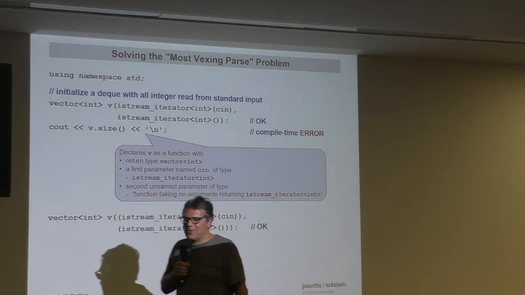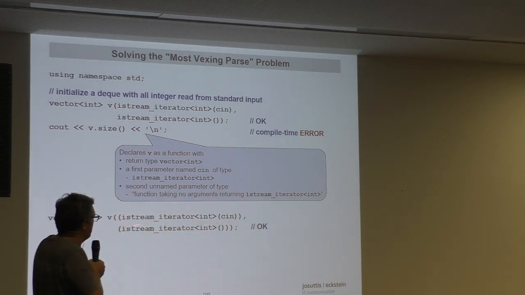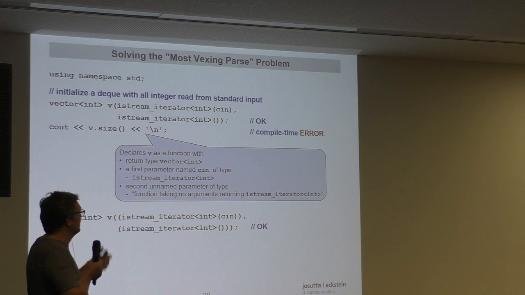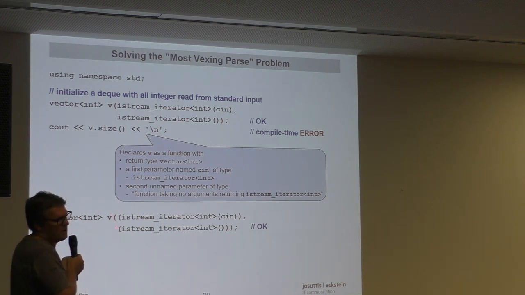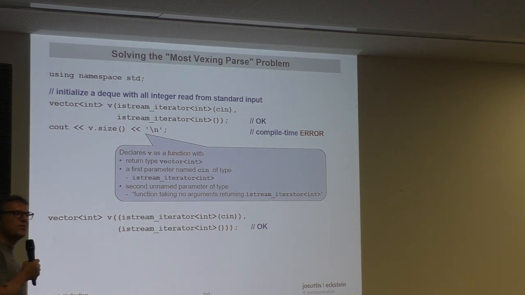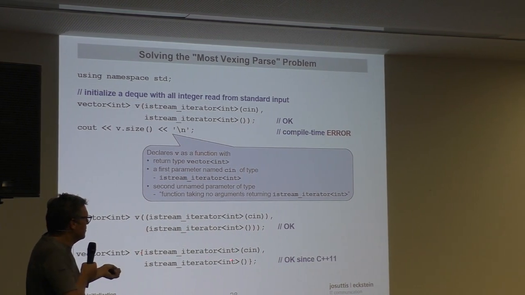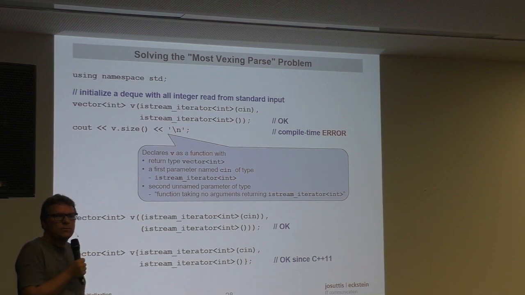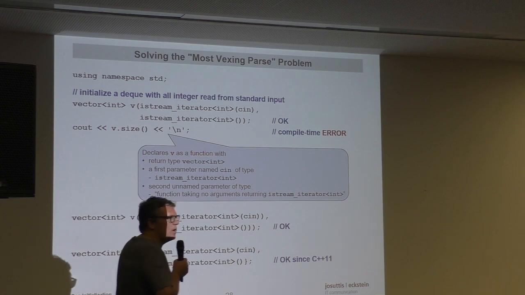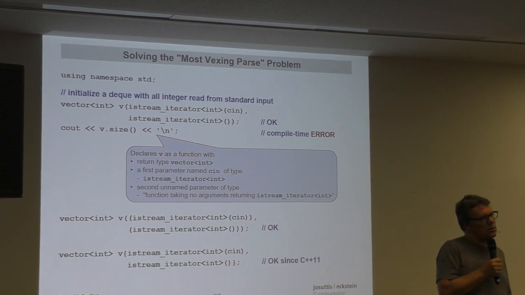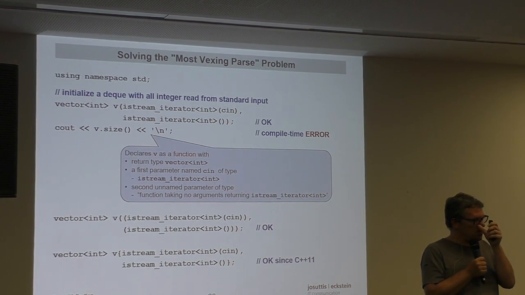So the solution there was to put additional parentheses around the declaration. Then this can no longer be a declaration of a function. And you know what? Using uniform initialization, we should have used curly braces here, and everything would be fine. Because curly braces don't have the problem that they might be interpreted as a function call, which essentially is a problem here.